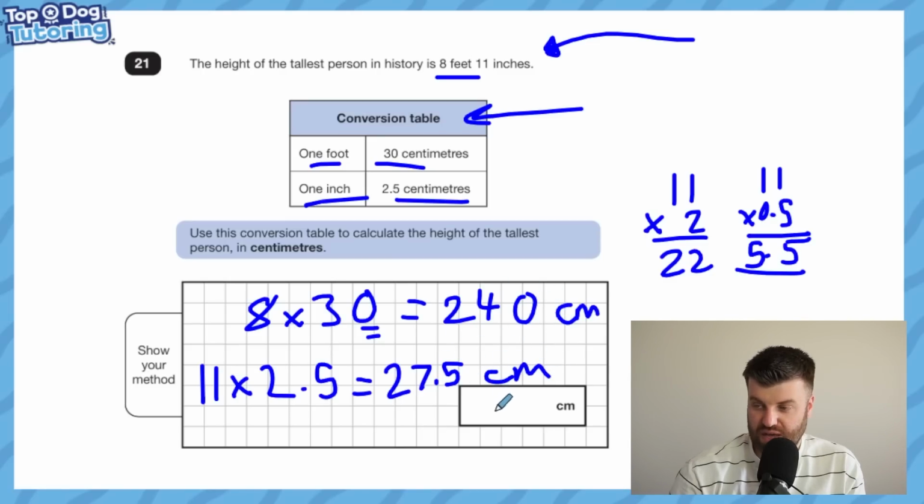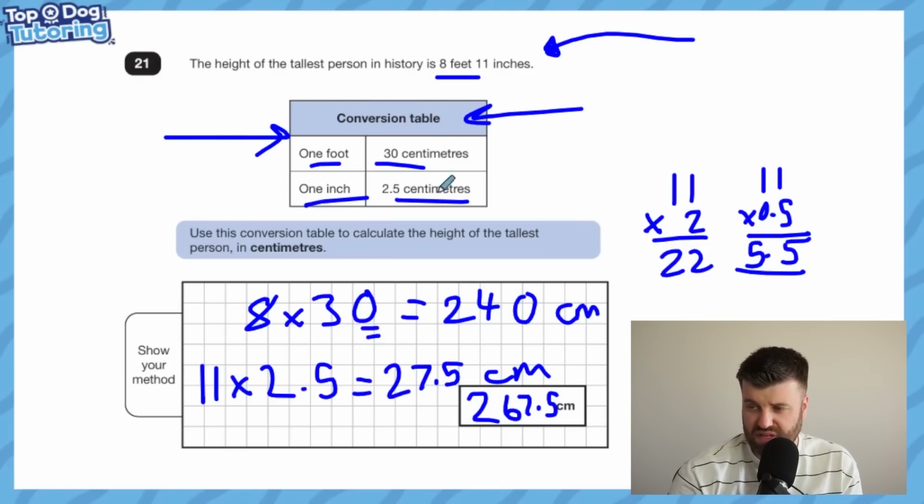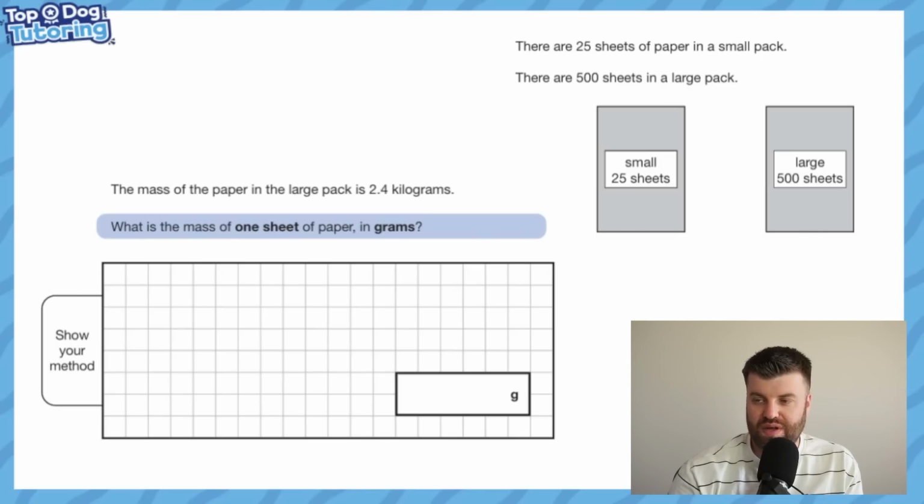Then to get the total height, we put these together and we get 267.5 centimeters. That is conversion. Now, luckily for us, it was built into the question. We got given the conversion table. This was still testing, really, our multiplication and our understanding of the question. But it can go again to another level.